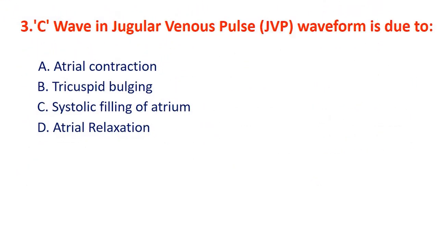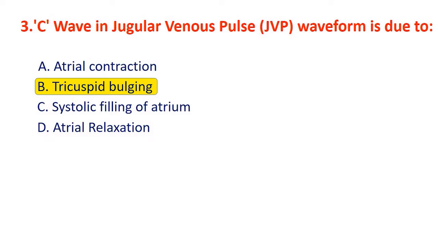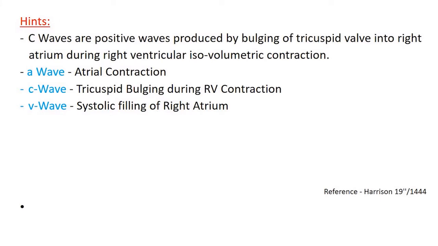Number 3. C waves in the jugular venous pulse waveform are due to atrial contraction, tricuspid bulging, systolic filling of atrium, atrial relaxation. And the correct answer is tricuspid bulging. And here are the hints.